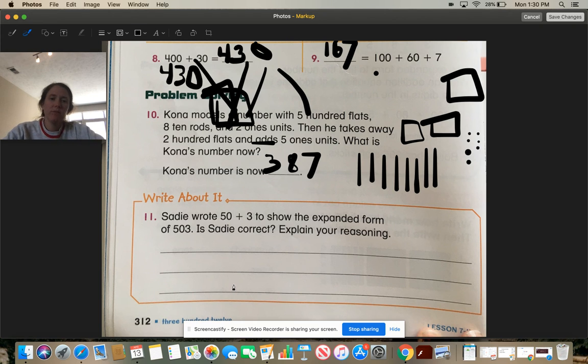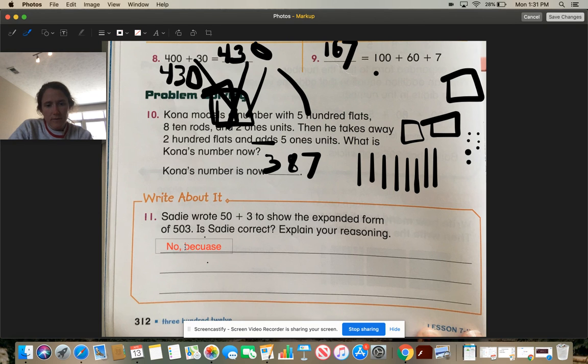Okay, Sadie wrote 50 plus 3 to show the expanded form of 503. Is Sadie correct? So let's think about it, guys. 50 plus 3, is that the same thing as 503? Well, 50, that would be a 5 in the tens place, not a 5 in the hundreds place. So is Sadie correct? What do we think? I should be hearing answers coming from you guys. Obviously, I can't because this is a YouTube video. So, is Sadie correct? No.